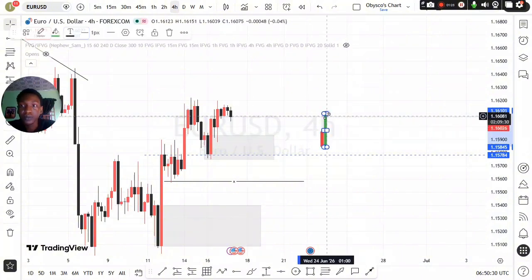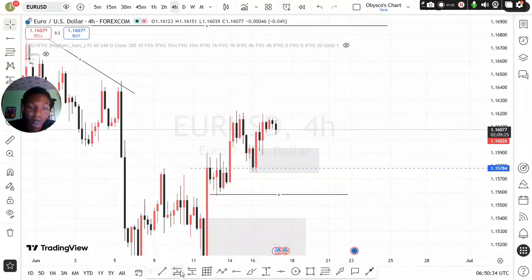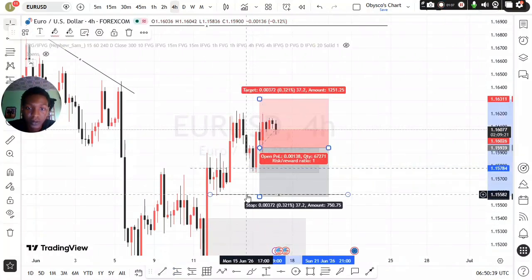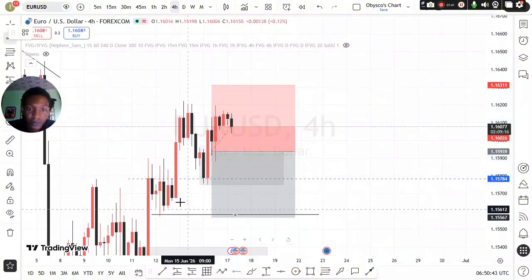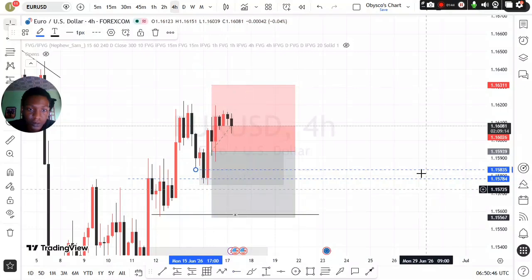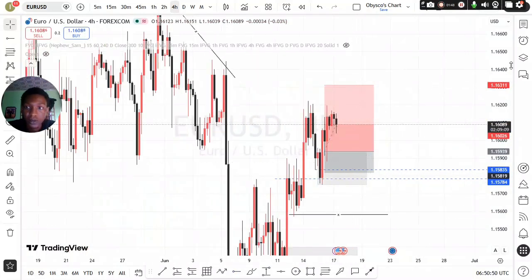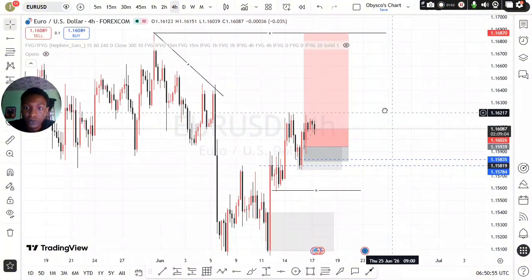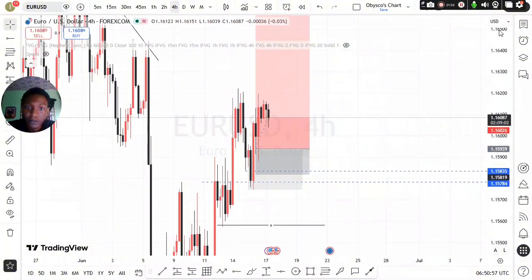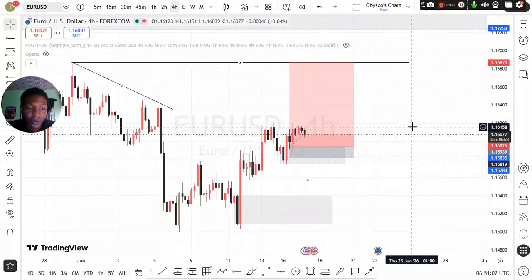And yeah, so that's what informed us to take the buy from here yesterday. So the stop losses were at this low here, and the target is that liquidity high. So yeah, that's basically how we caught this trade yesterday.